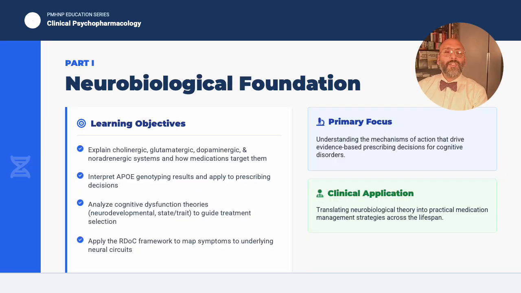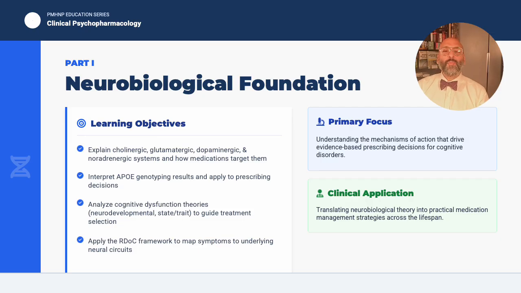Now, this first section is going to be about laying the neurobiological groundwork. So before we talk about a specific diagnosis or a medication, we need a shared mental model of what cognitive dysfunction actually reflects at the circuit level and at the neurotransmitter level. So you'll see some familiar systems here: cholinergic, glutaminergic, dopaminergic, noradrenergic, etc. We're not relearning from scratch, okay? The goal is to connect mechanisms to prescribing decisions, especially when the evidence is limited or mixed.